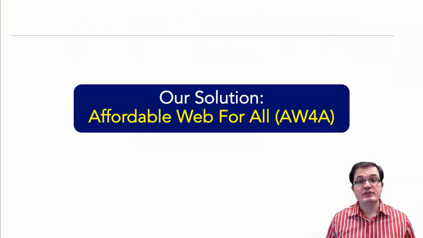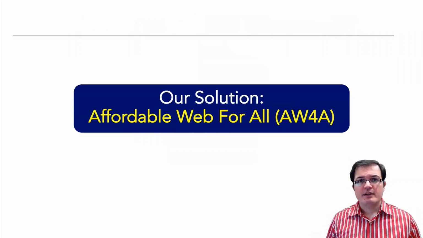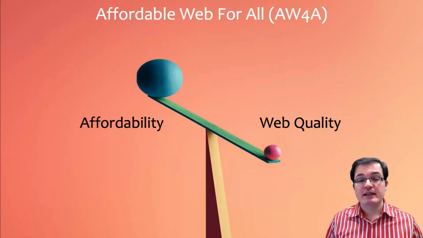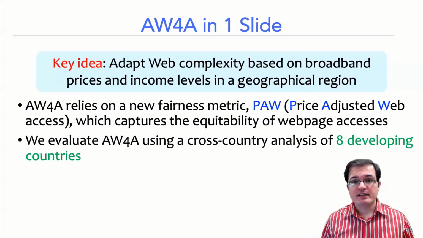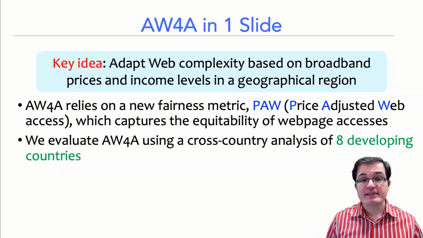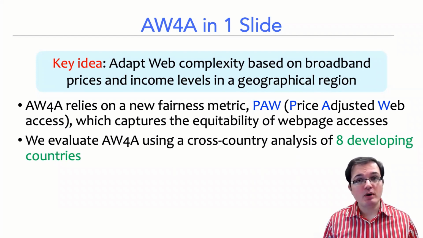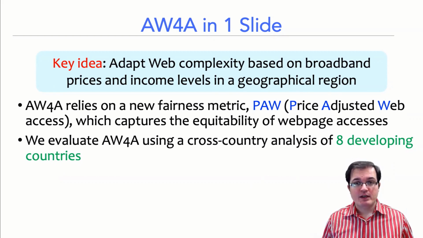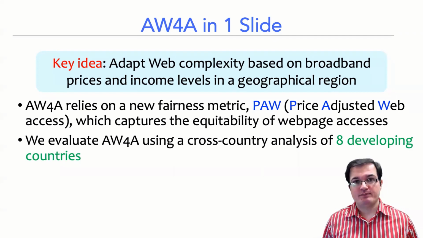To this end, we present the design of a framework which we call Affordable Web for All. The Affordable Web for All framework improves affordability while ensuring good web page quality by explicitly accounting for affordability constraints in its design. The key idea of the framework is to adapt web complexity systematically based on broadband prices and income levels in a geographic region. Our framework relies on a new fairness metric called PAW, or Price Adjusted Web Access, which captures the equitability of web page accesses. We evaluate our framework using a cross-country analysis of 8 developing countries.